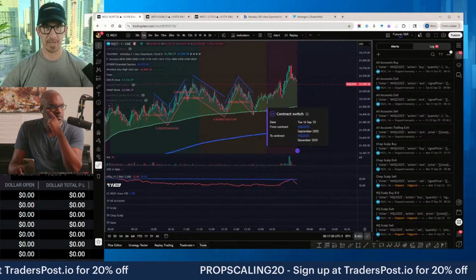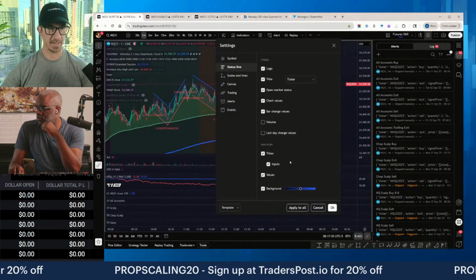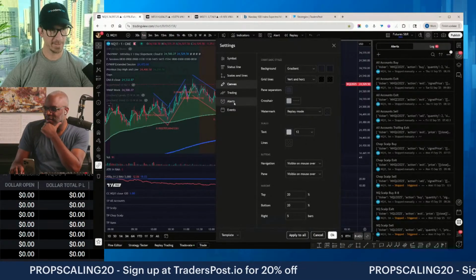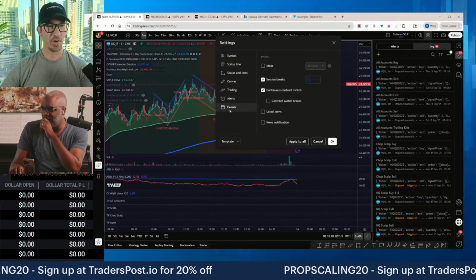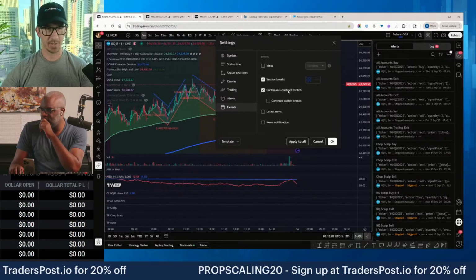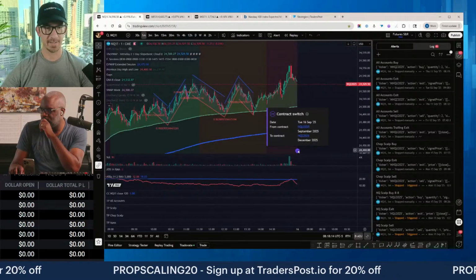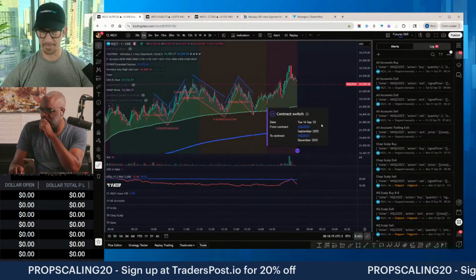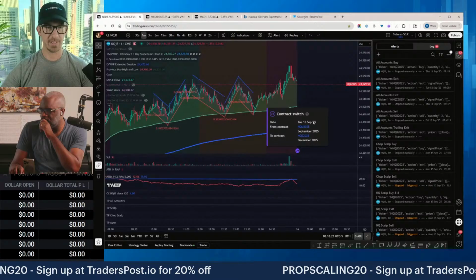If you have the contract switch setting enabled, you can right click on the scale. It's on events, my bad. If you go to the events section of your settings, there is a continuous contract switch toggle here, and this will show you the contract changeover dates. It's this little purple icon down at the bottom. That'll show you that today, as of September 16th, we've rolled from NQU 2025 to NQZ 2025.